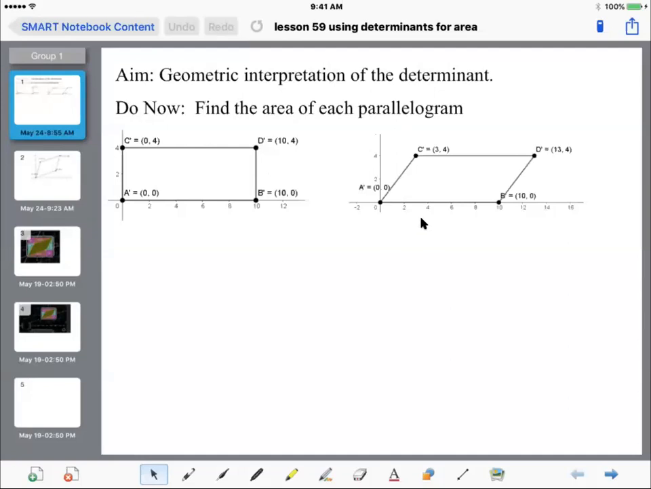If you would take a minute to just find the area of these two parallelograms, just take a second on that.